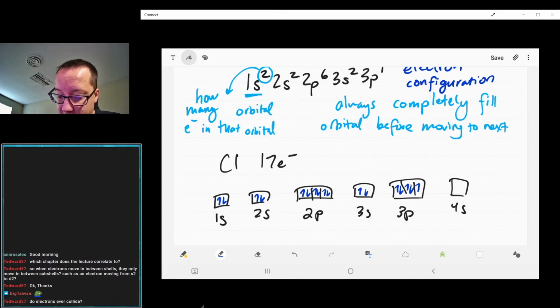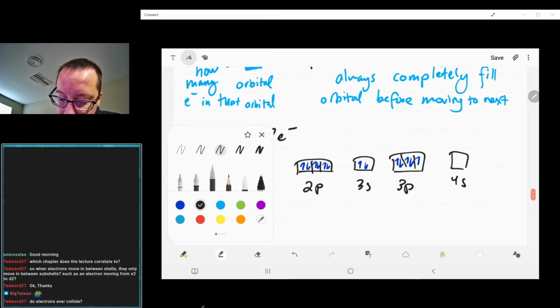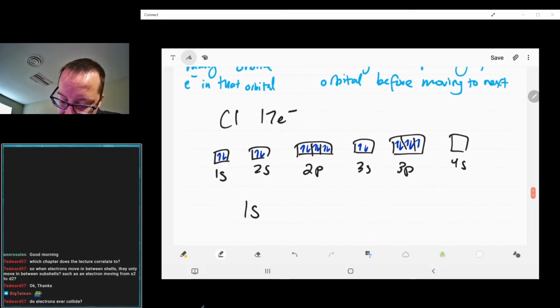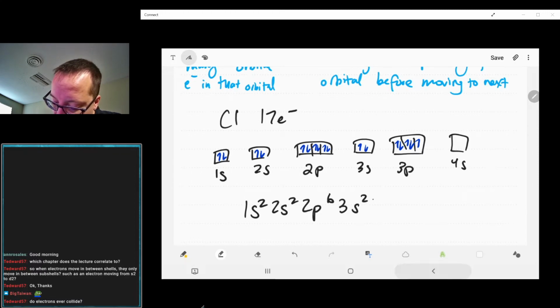If we were to write its electron configuration, we would say it's 1s2, 2s2, 2p6, 3s2, 3p5. That would be chlorine's electron configuration. And so we're going to see again, we have all of our lower energy orbitals filled completely, and then we just have the last one, which may or may not be filled completely.